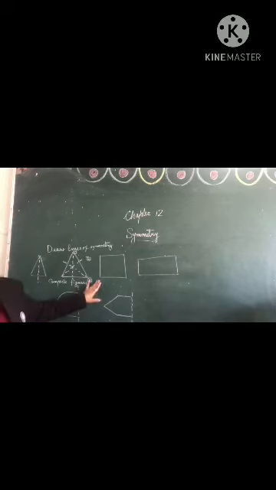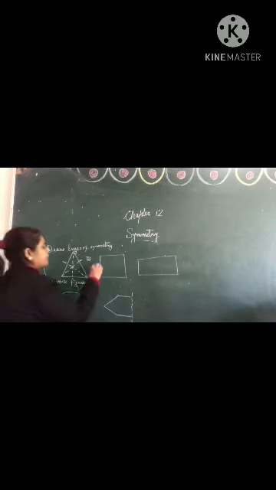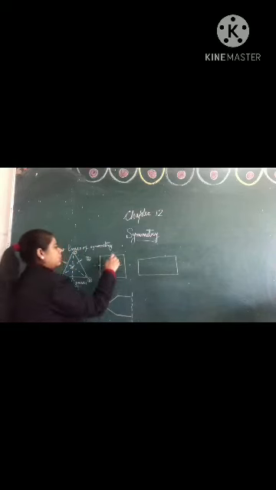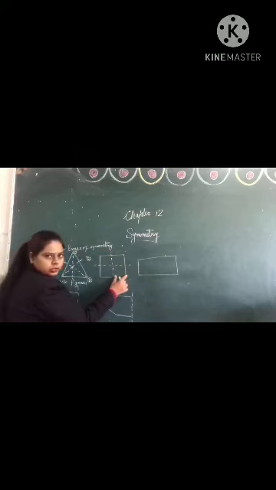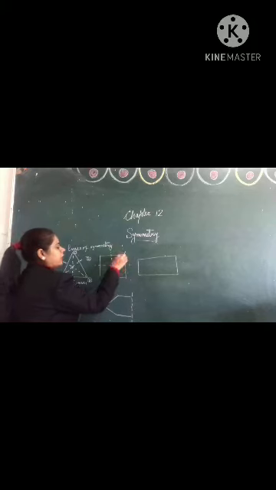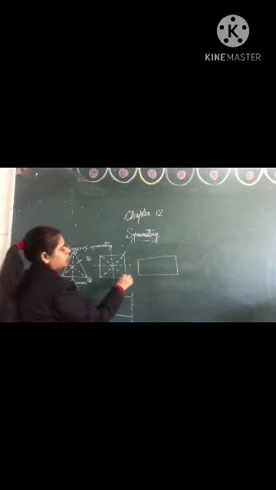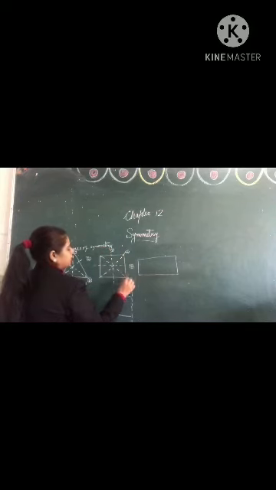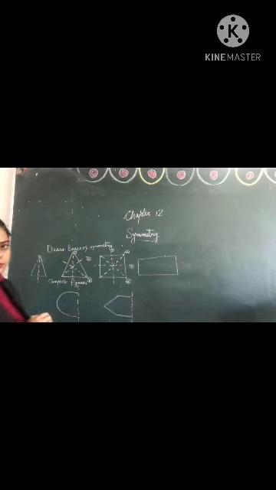Now next figure is given to you, square. As we know that all the sides of a square are equal, so you can divide this figure horizontally. This part is identical to this part. If you draw the vertical line of symmetry, then this part is identical to this part. Even you can draw the symmetry line diagonally in a square because the diagonals of a square are equal. So it is having four lines of symmetry. Square is having four lines of symmetry.